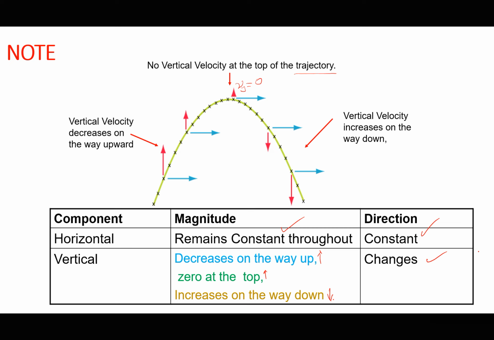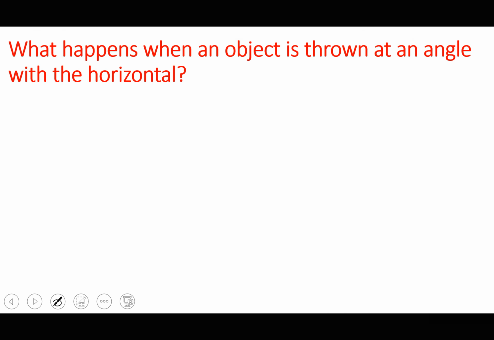So velocity in the horizontal does not change direction, velocity in the vertical does change direction. Velocity in the vertical decreases to 0, then it becomes 0 at the top, then it increases as we move downwards. Okay, I hope I've tried my level best to emphasize what is really happening.